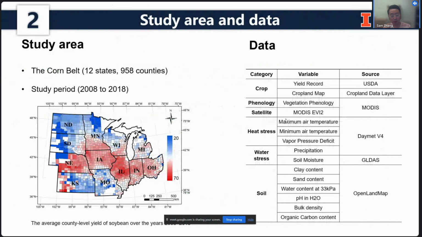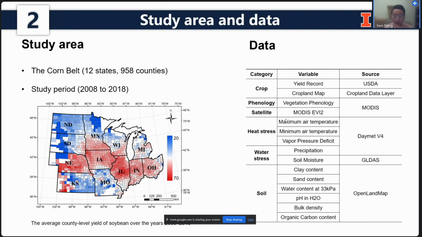For my study area, we choose the Corn Belt, which is the main soybean production area in the US. This is a very high production area. Usually it covers about 40% of global soybean production, so this is a very important place to study soybeans.